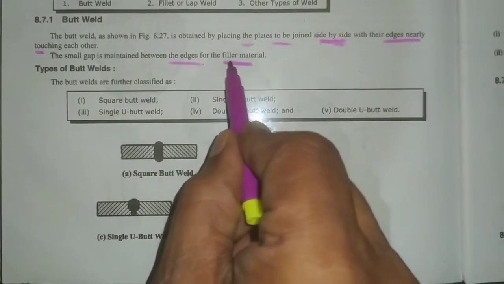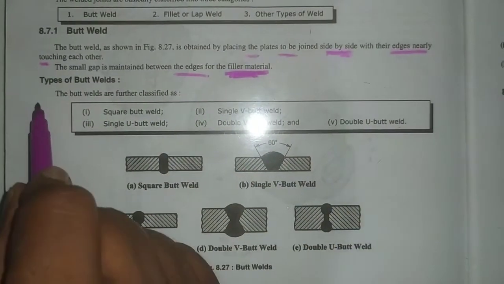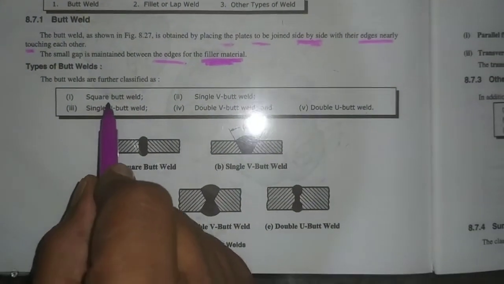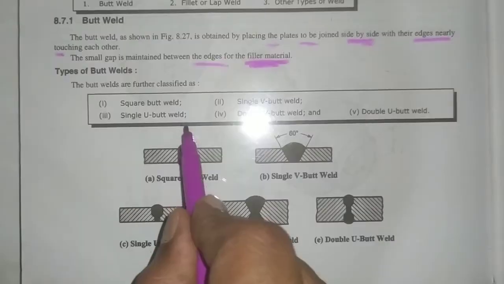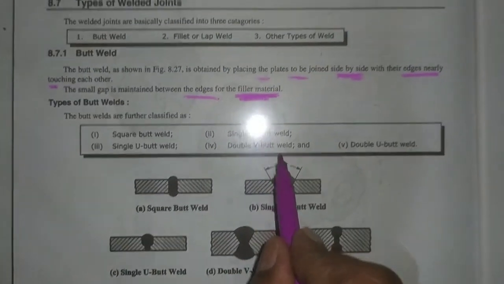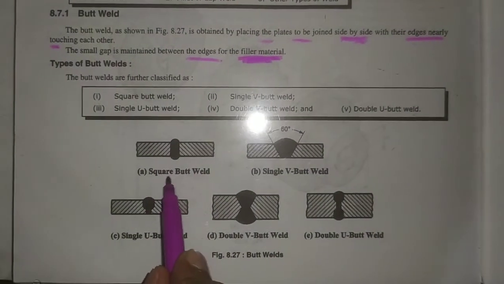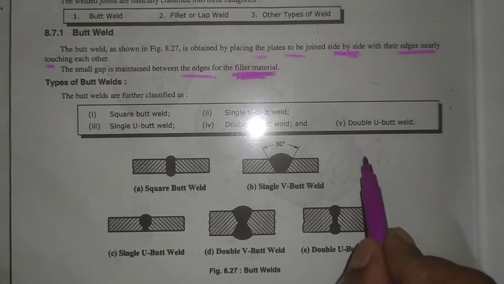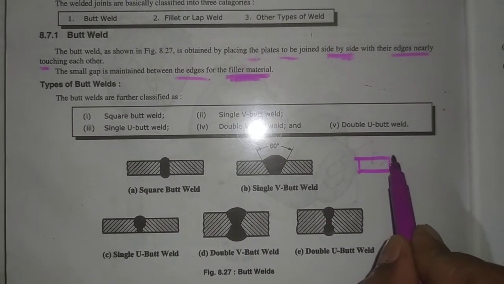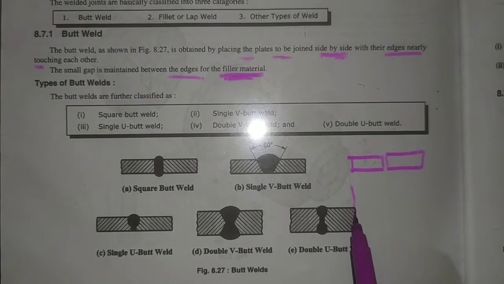Why we are maintaining the small gaps? For the filler material. Now further the types of butt weld: the square butt weld, single V butt weld, single U butt weld, double V butt weld and double U butt weld. Now here are the plate number 1, plate number 2, they are simply placed near, some gap is kept. This is plate number 1 and this is plate number 2, simply some gap is kept between it, and this is its top view.